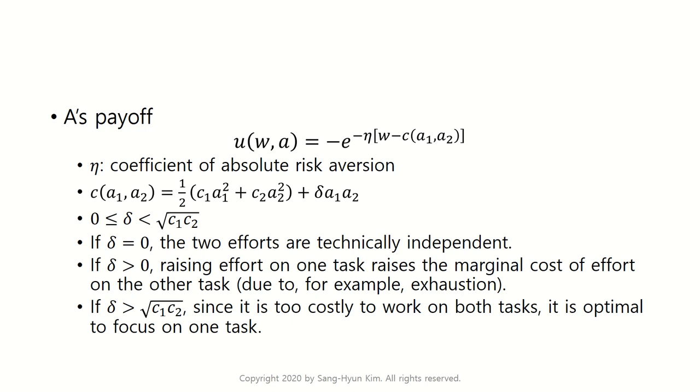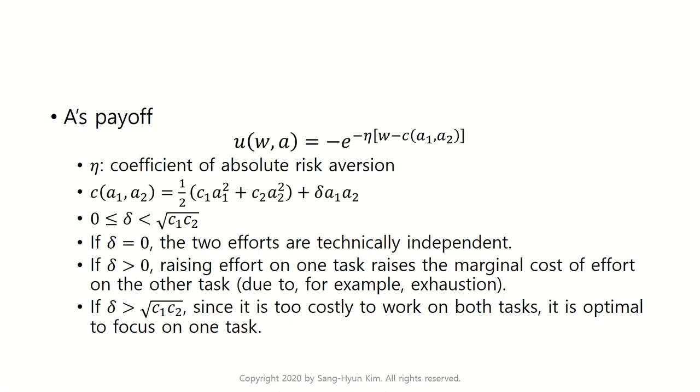So what does that mean? If delta is zero, then the two efforts are technically independent. What that means is we can basically separate these two tasks and think about each task separately. That will be the case if delta is zero. So if delta is zero, then you are not interfered with by doing other things. For example, you study contract theory and you study game theory, and if delta is zero, then these are two separate things. You are not bothered by studying two things together.